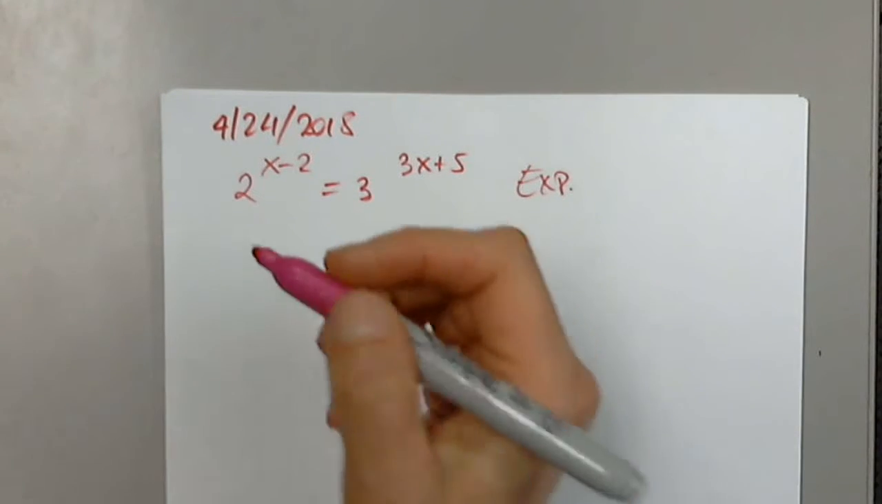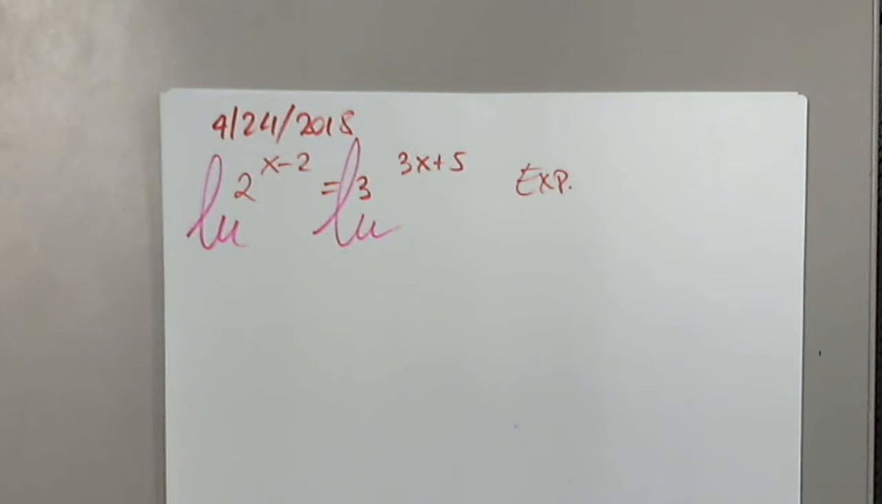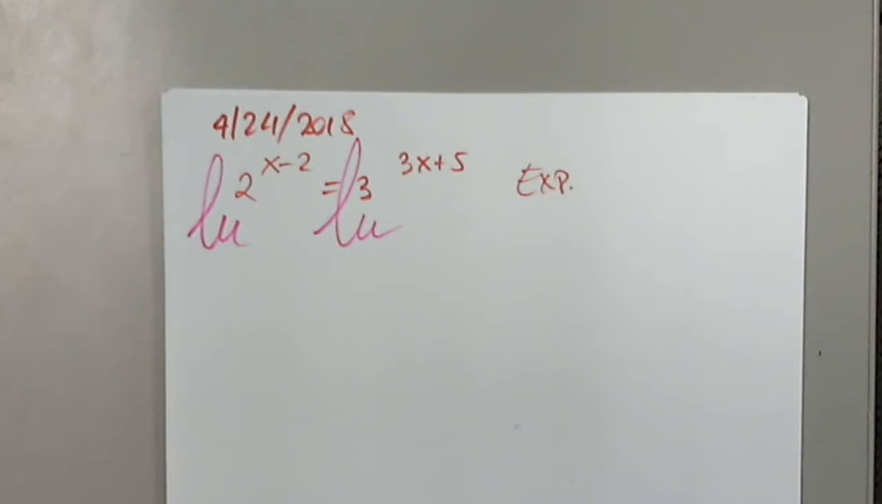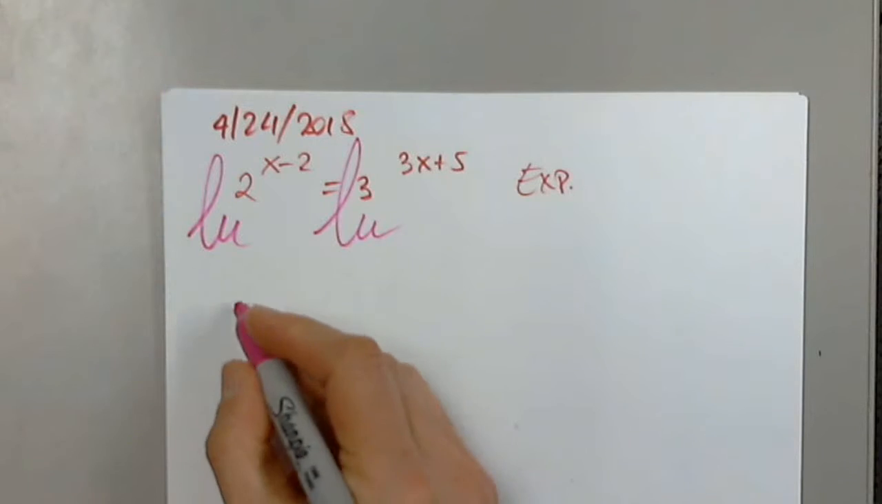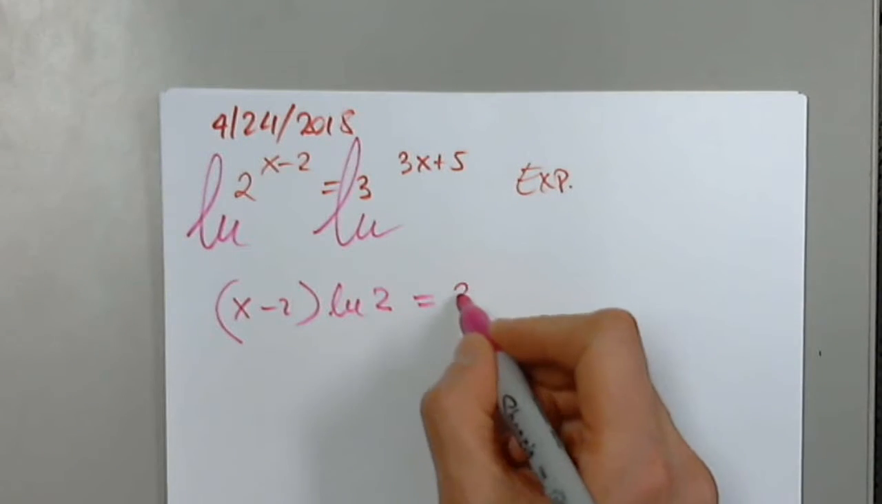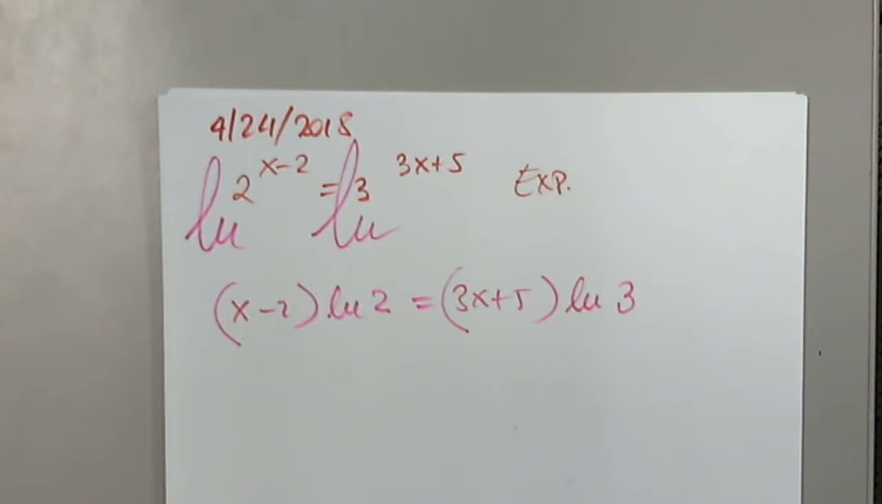Yes, I know. I just apply the same log to both sides because log is the only function that allows us to bring the power in front and make this equation into a linear equation. I have to write x minus 2 in parentheses and then natural log 2. I have to write 3x plus 5 in parentheses multiplied by natural log 3. So I have to use the inverse function. The inverse function of the exponential is log.